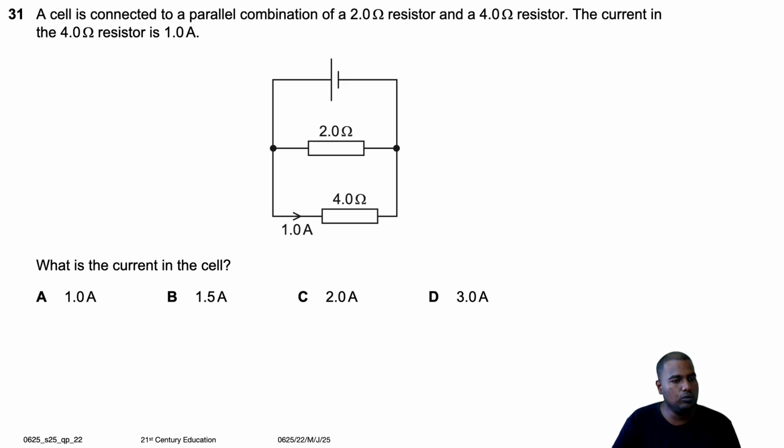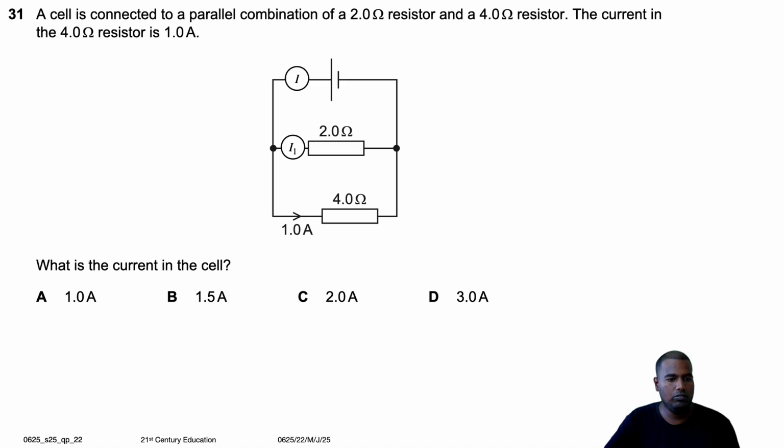A cell is connected to a parallel combination of a 2 ohm resistor and a 4 ohm resistor. Current in the 4 ohm resistor is 1 ampere. What is the current in the cell? Okay, total current in the cell, let's call it I. It will be I1 plus 1 ampere, I2.